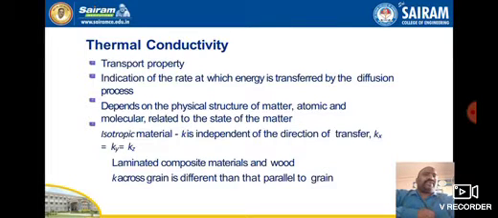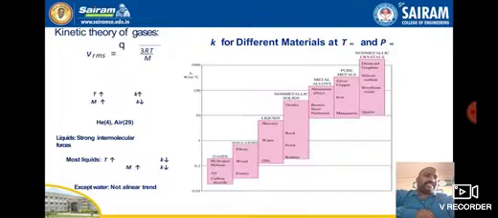So thermal conductivity depends on many factors. It is a transport property, and it indicates the rate at which energy is transmitted by the diffusion process. It depends upon the physical structure of the matter, atomic and molecular structure, and is related to the state of the matter. If the material is isotropic, the K values Kx, Ky and Kz are the same in all directions. So this is thermal conductivity. An isotropic material means the thermal conductivity of the material is uniform in all directions x, y, z.